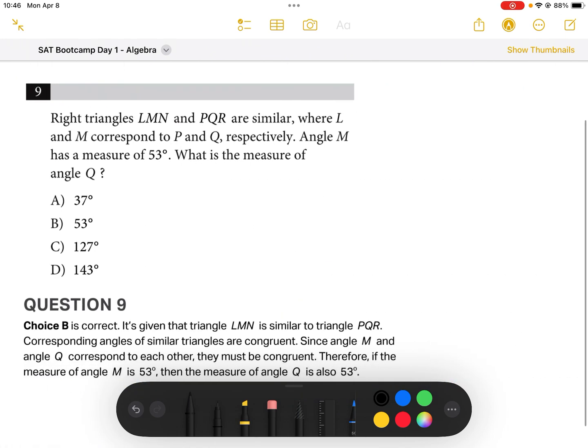So it says choice B is correct. It's given that triangle LMN is similar to triangle PQR. Corresponding angles of similar triangles are congruent. Since angle M and Q correspond to each other, they must be congruent. Therefore, if the measure of angle M is 53 degrees, then the measure of angle Q is also 53 degrees.